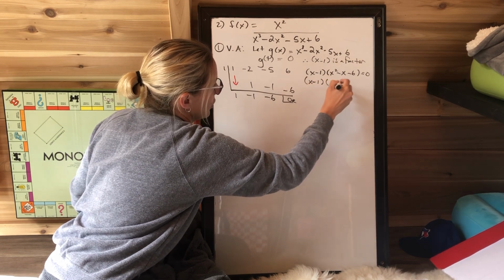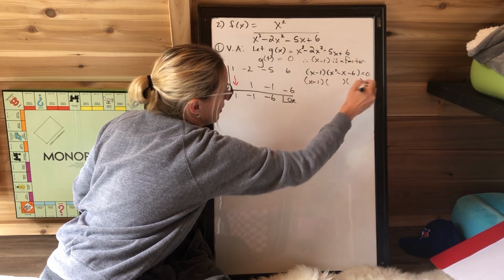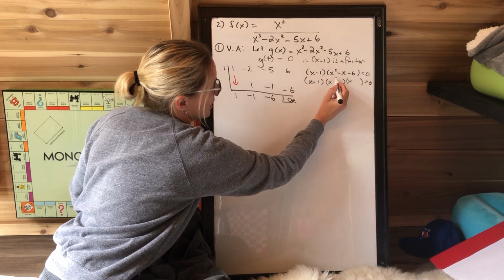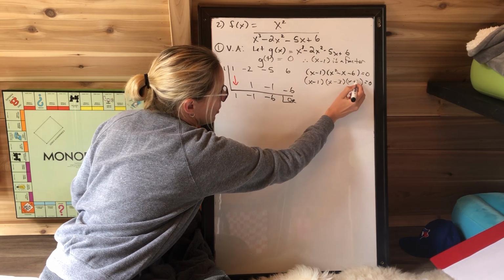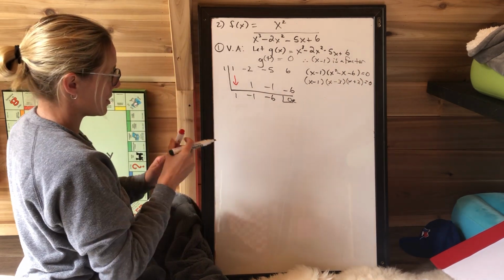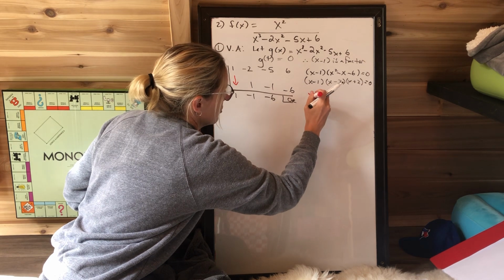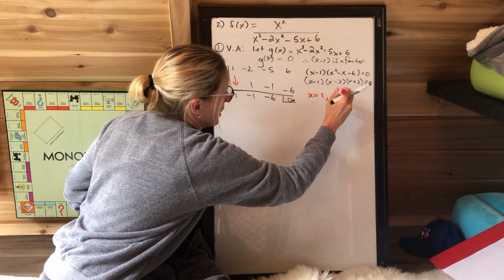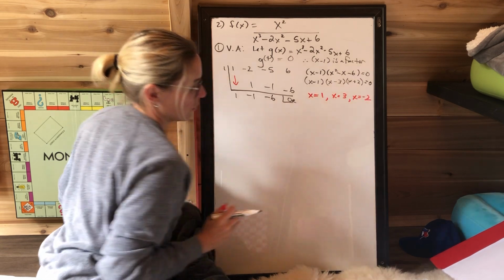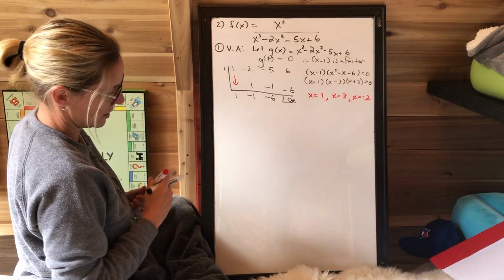And lo and behold, you look at this and you say, well, is this easy to factor? Thank goodness, yes. Two numbers that multiply to negative 6 and add to negative 1: negative 3 and positive 2. So what this tells us is we have vertical asymptotes at x equals 1, x equals 3, and x equals negative 2. Those are all vertical asymptotes.